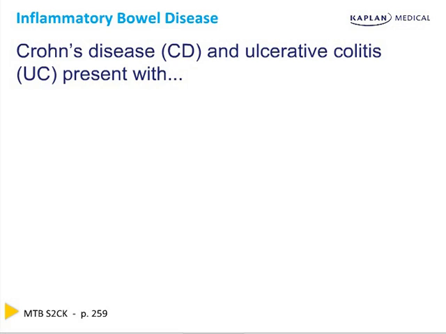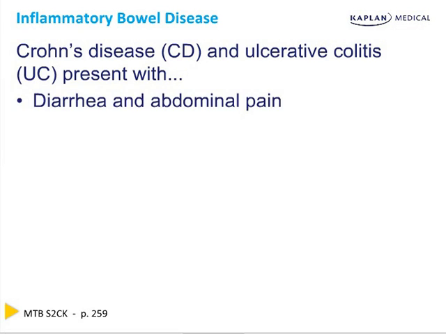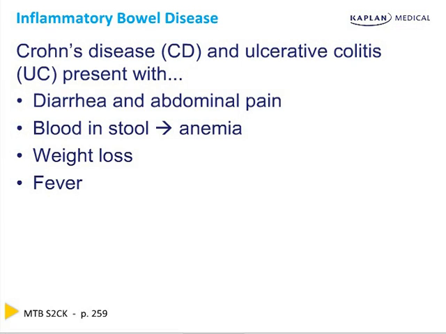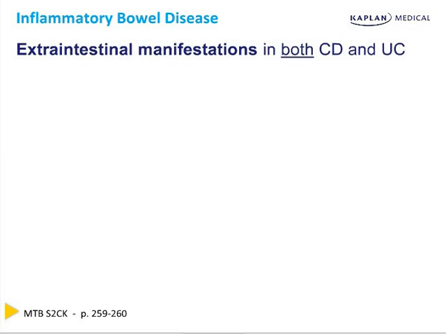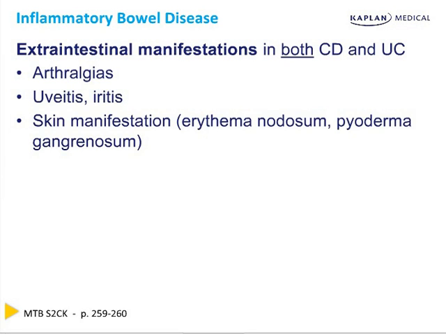Inflammatory bowel disease is an autoimmune condition with multifactorial causes and two specific types. Crohn's disease and ulcerative colitis both present with diarrhea and abdominal pain, blood in the stool leading to anemia, weight loss, and fevers. Both diseases have extraintestinal manifestations that are tested often. Arthralgias, uveitis, iritis, skin manifestations such as erythema nodosum or pyoderma gangrenosum.